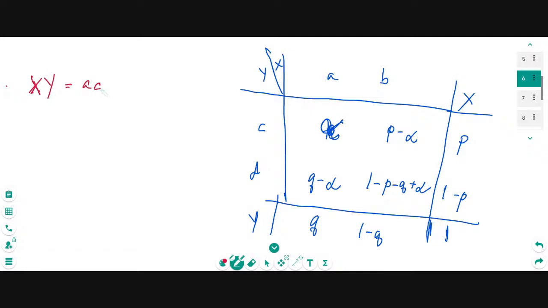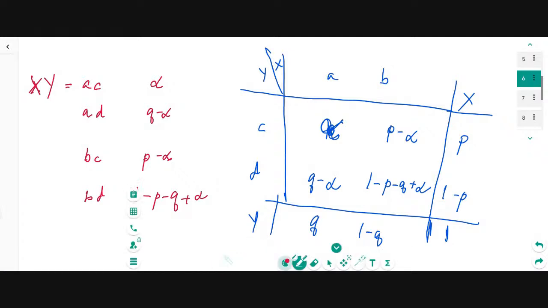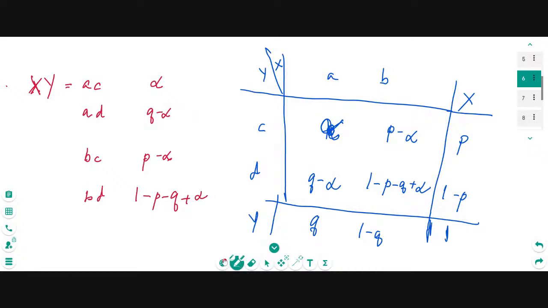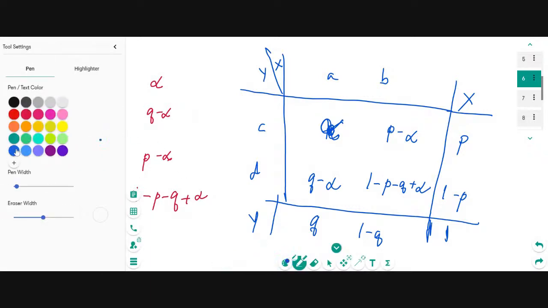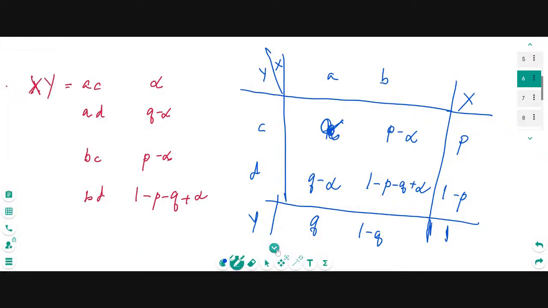It's AC with probability alpha, AD with probability Q minus alpha, BC with probability P minus alpha, and BD with probability 1 minus P minus Q plus alpha. A lot of variables over here, you have to be careful with this. That's why it was a 15 marks problem in our semester examination. Okay, let's find the expectation of X. It really clears your basics. I love this problem.